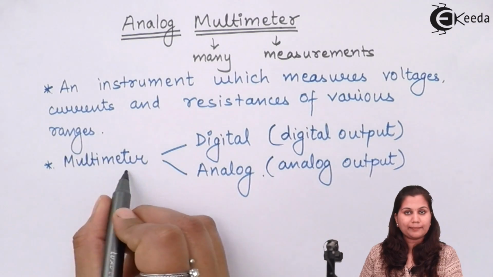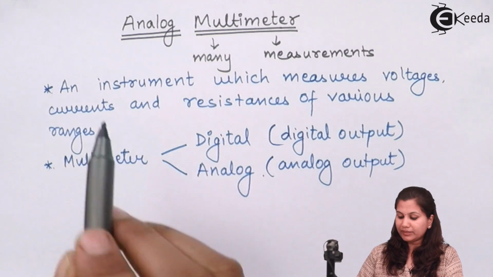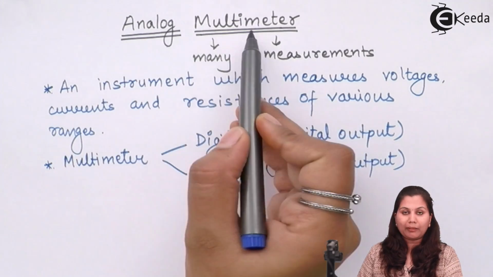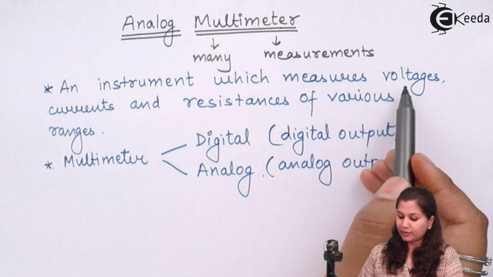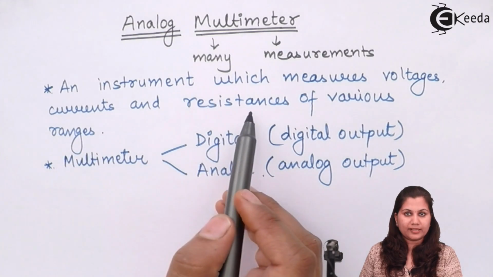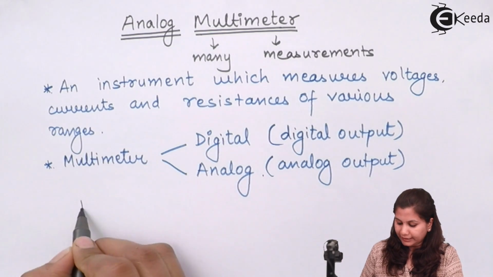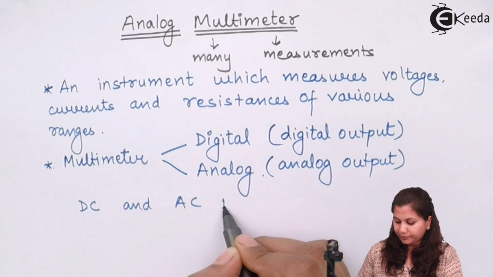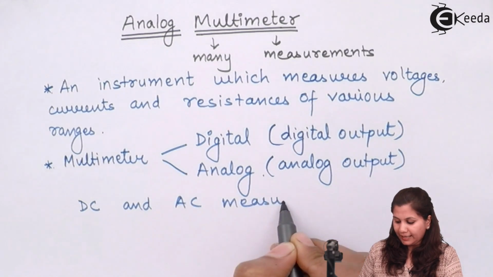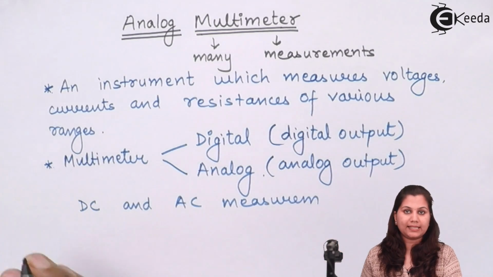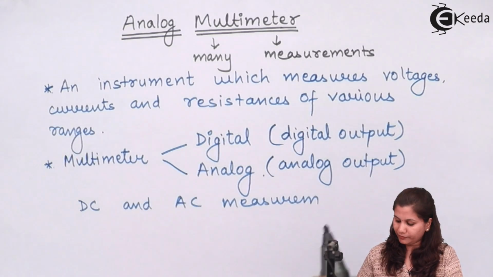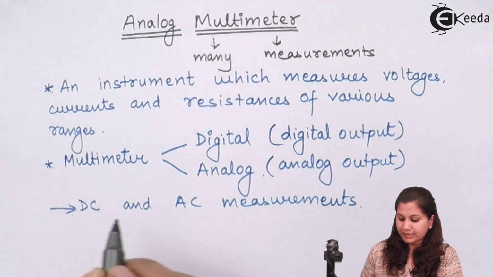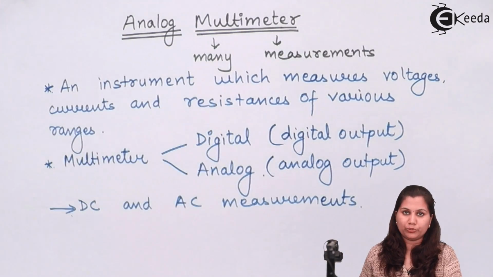So there are two types of multimeters, and here we will study the analog multimeter. Analog multimeter also measures voltages, currents and resistances. Both DC and AC measurements can be done. DC and AC voltages plus DC and AC current can be measured with it. So for both DC and AC measurements, these multimeters are used.